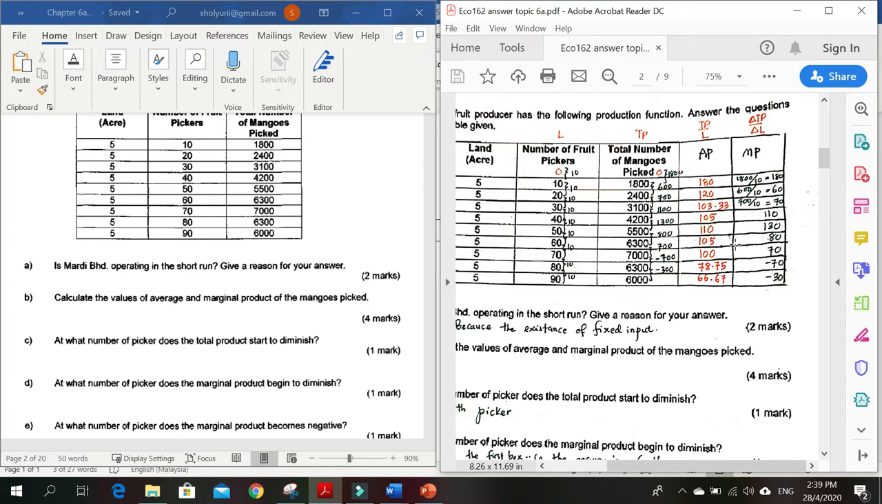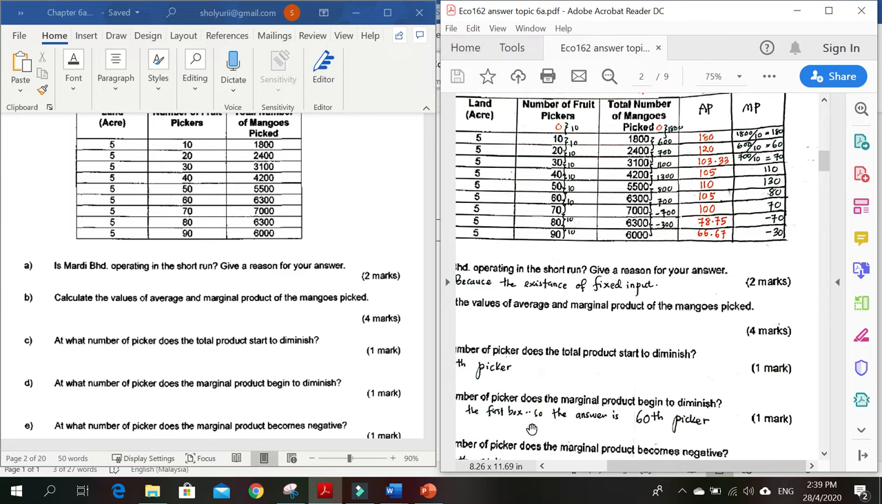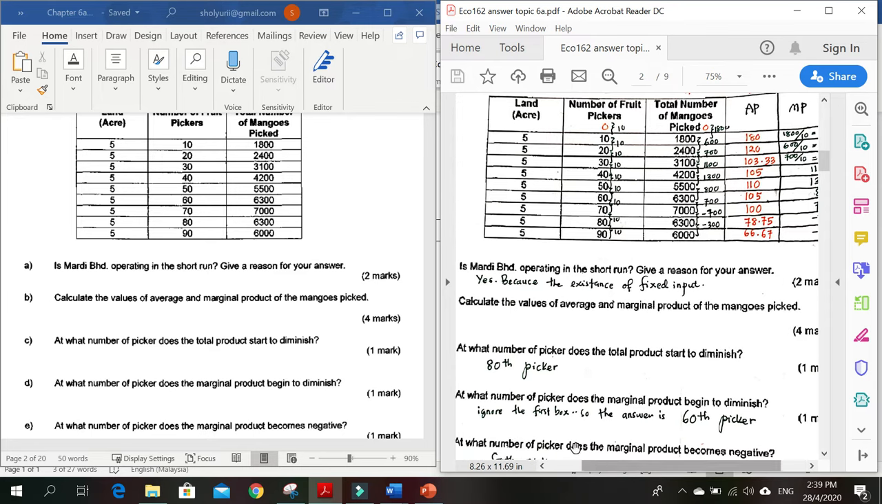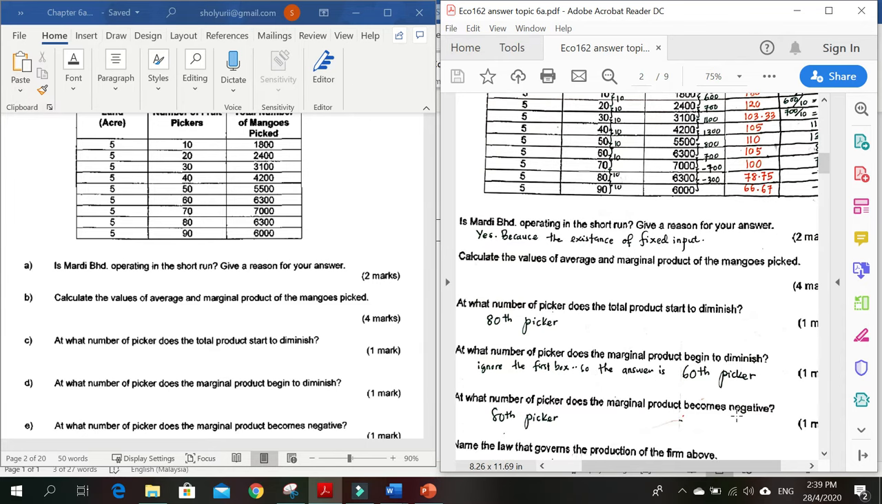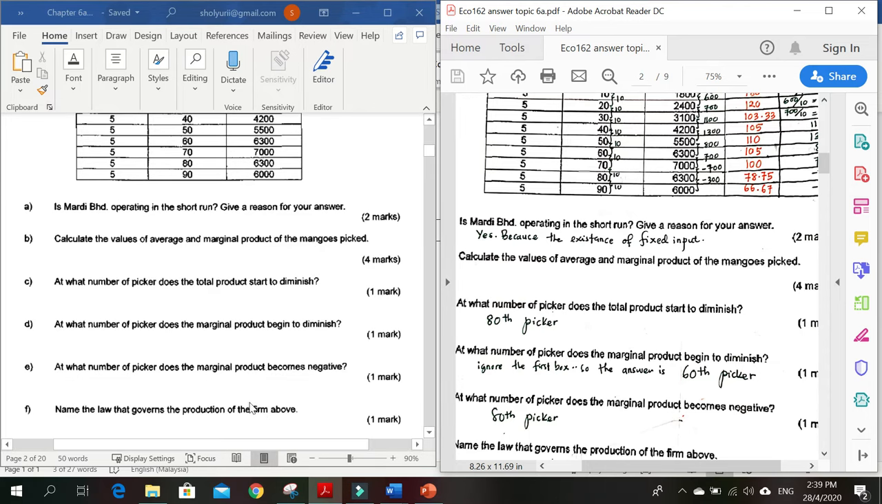So numbers of pickers berapa masa tu? 60 pickers. So jawapan dia, I already mentioned here, ignore the first box, so the answer is 60 pickers. Dia tak akan berlaku mula-mula terus diminish. Takkanlah you hire seorang worker terus production capability terus diminish. Tak logik kan? Okay, next question.